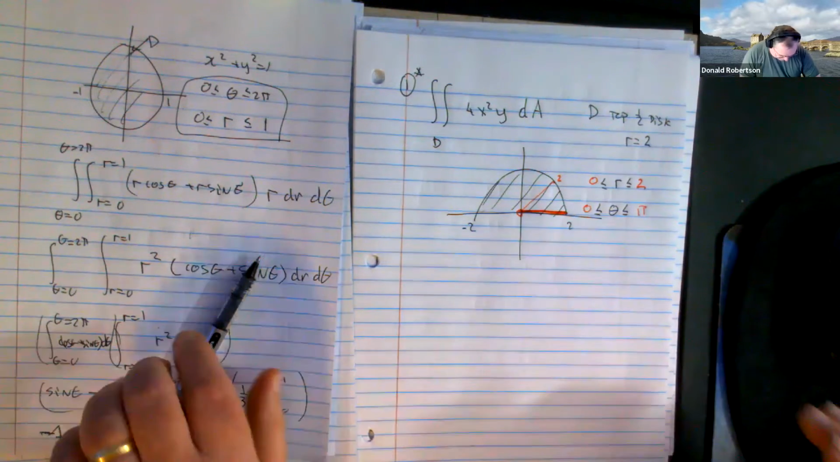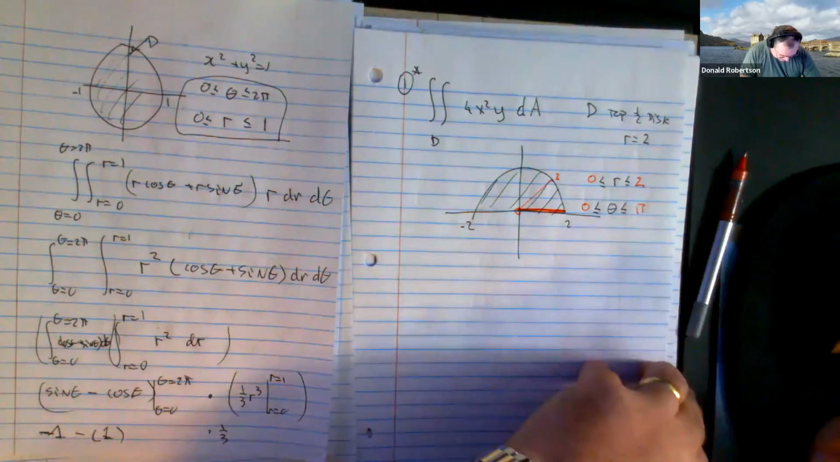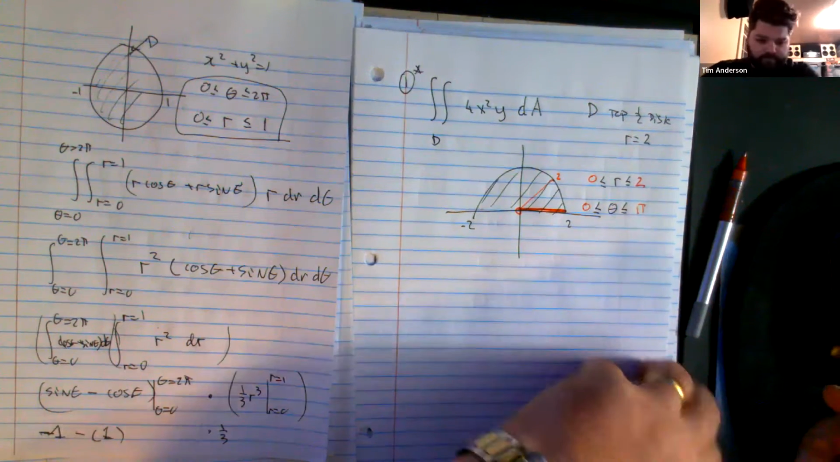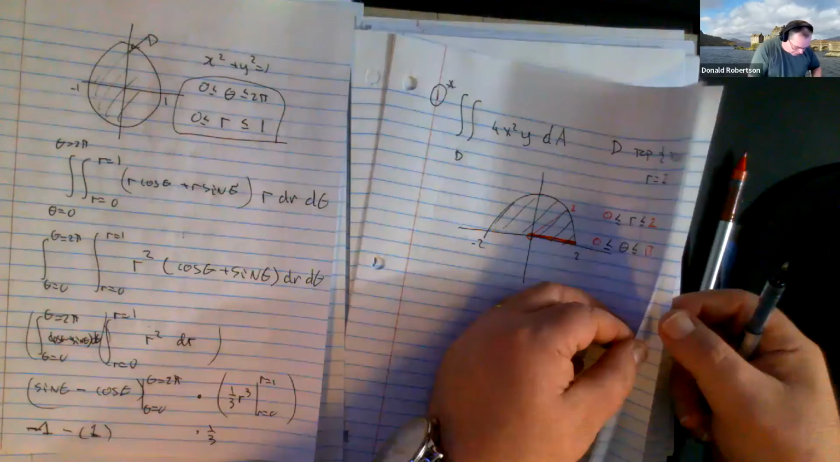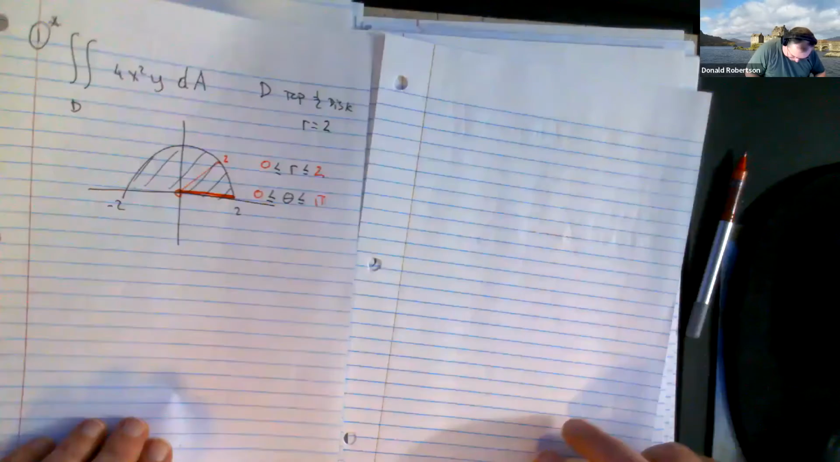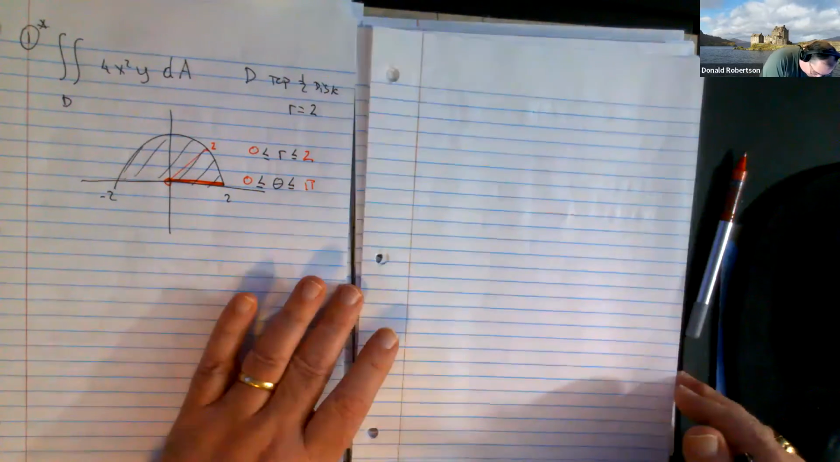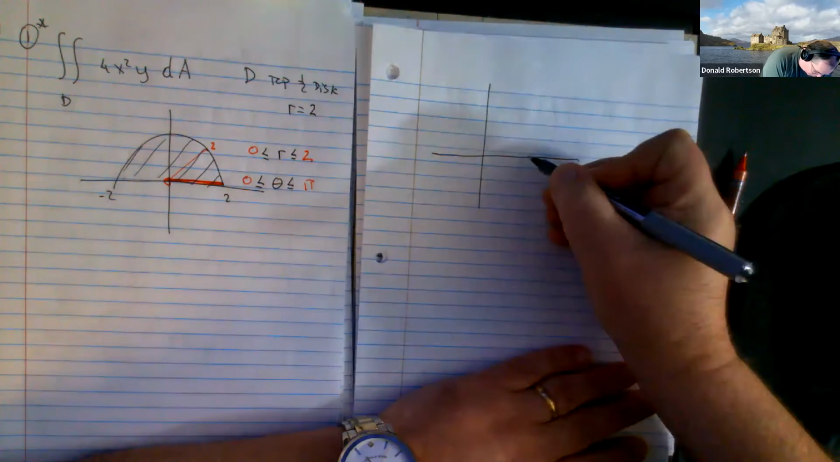We're coming back to that question, but I want to spend a little bit of time talking about what the intervals for r and theta would be in other shapes. So imagine your shape was made like this.